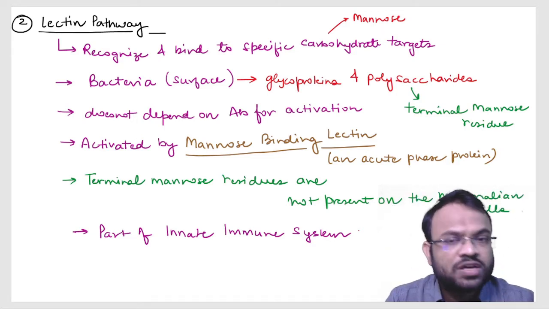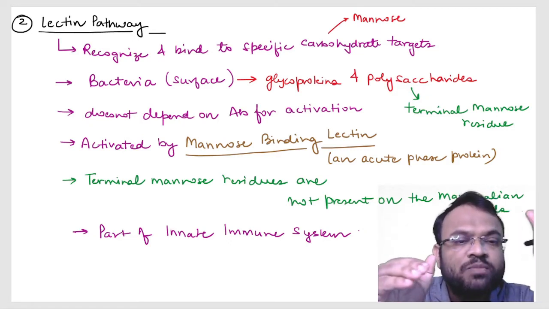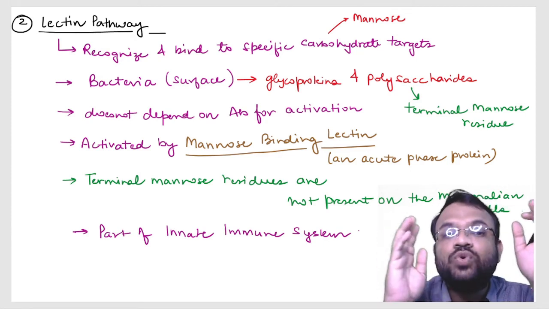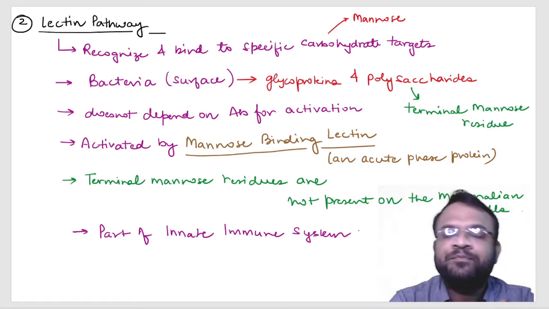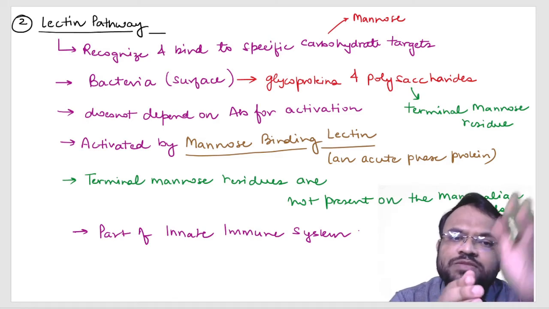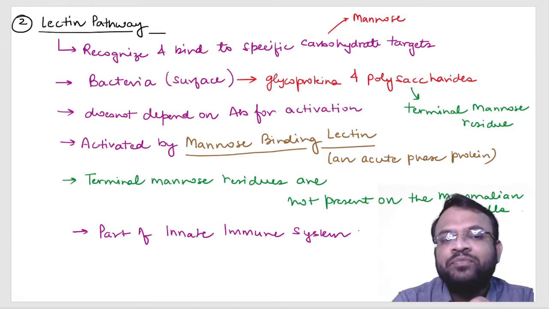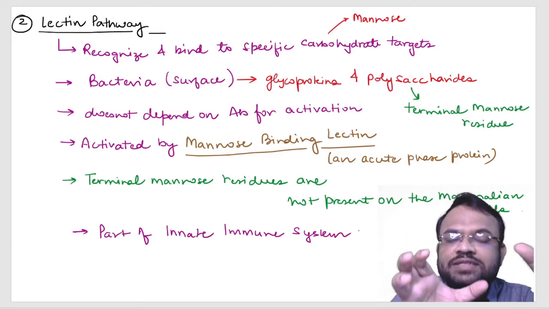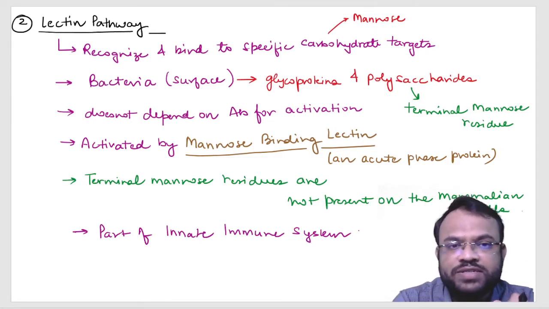Okay, so the first point over here says that it recognizes and binds to specific carbohydrate targets. Why are we saying specific carbohydrate targets? Because it is interacting with only mannose, and that too when mannose is present at the terminal, at the end. So carbohydrate target means mannose. What is binding to mannose? Mannose binding lectin. Why is it called mannose binding lectin? Because it is lectin that is interacting with the mannose, right? The second point I have already told you: bacterial surface glycoproteins and polysaccharides are present.